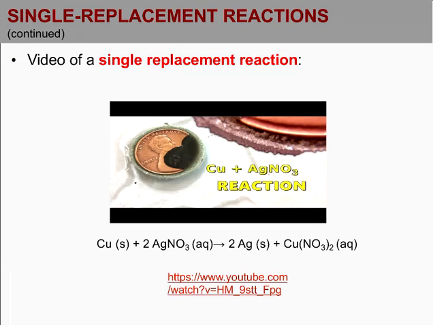Now another example is copper, which can react with something called silver nitrate to produce silver and copper nitrate. So you can actually end up with pure silver at the end of this reaction. And in the video that we're about to watch, silver nitrate, which is an aqueous solution, is added to a copper penny. And that penny eventually gives up its copper and turns it into silver.